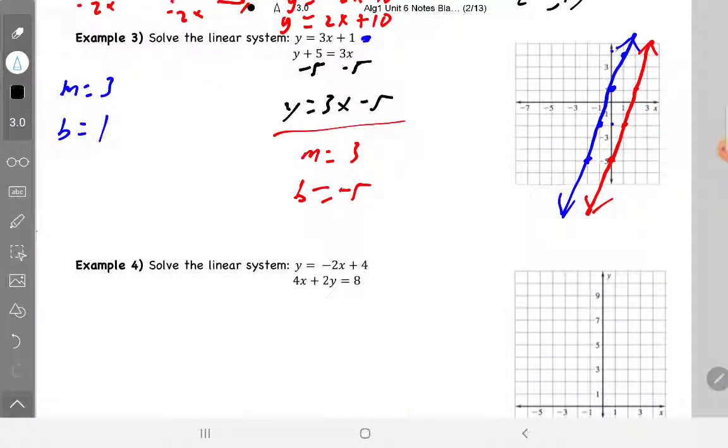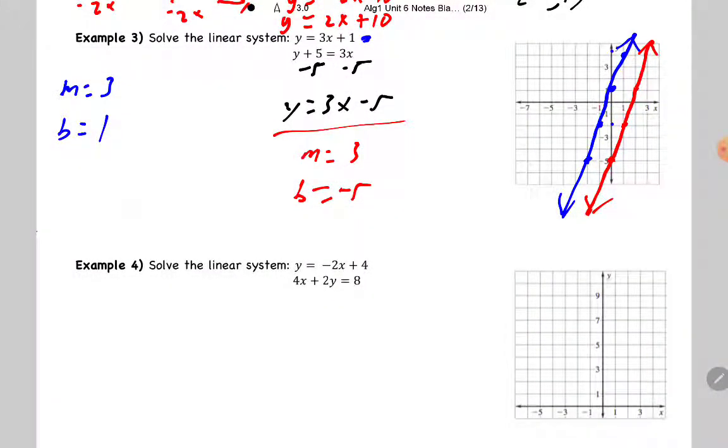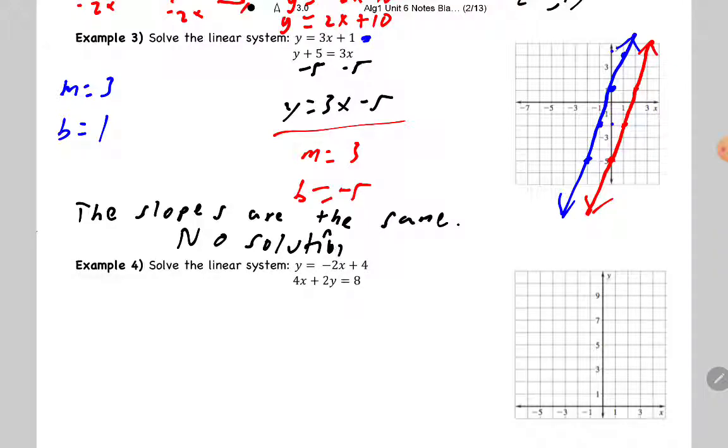If you notice that the lines never cross each other, this only happens because the slopes are the same. If the slopes are the same, and the lines start in different places, then there is no solution, because they never intersect. You can plug in any x value, any y value, any combination, and they'll never satisfy both equations. They'll satisfy one, but not the other.